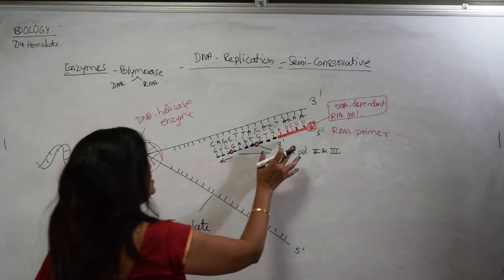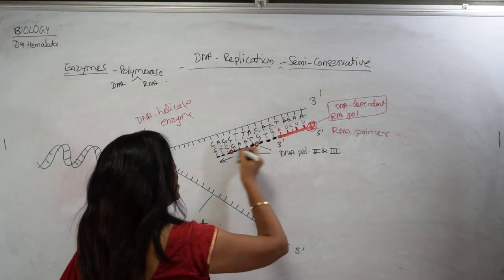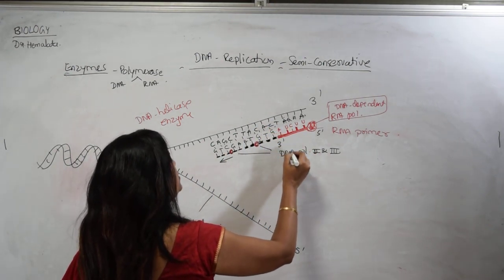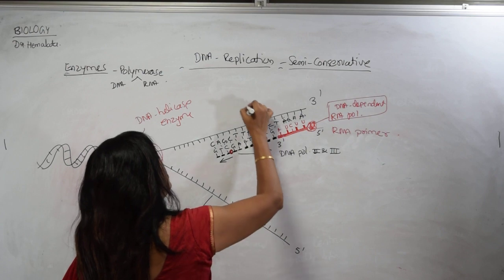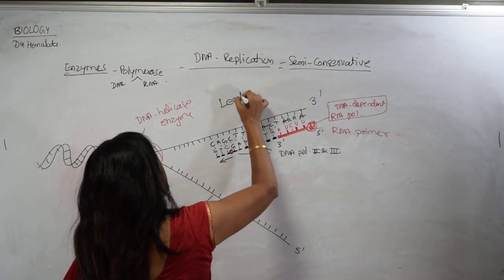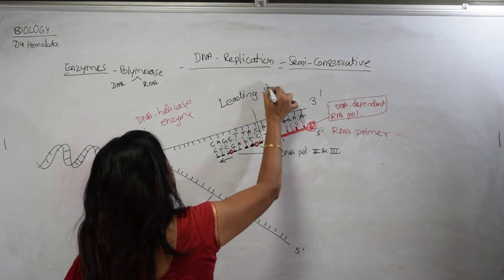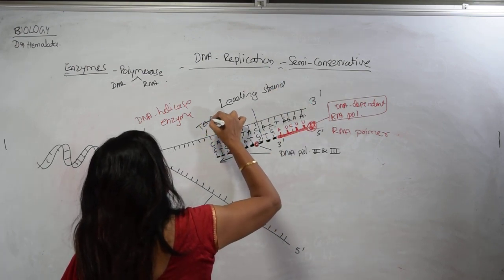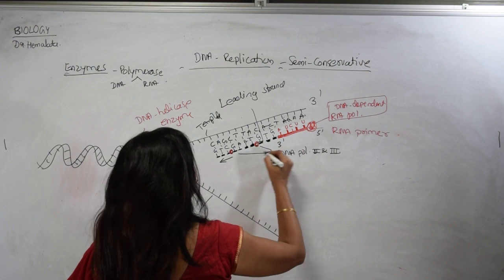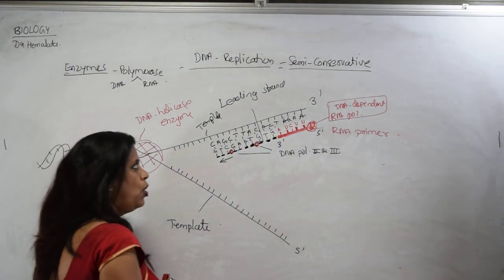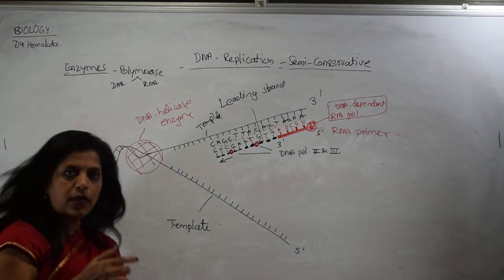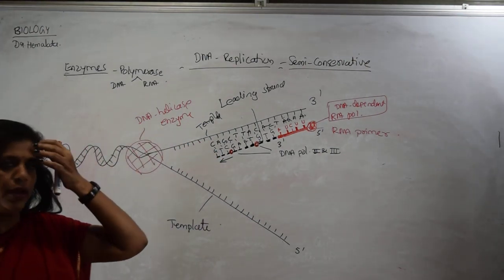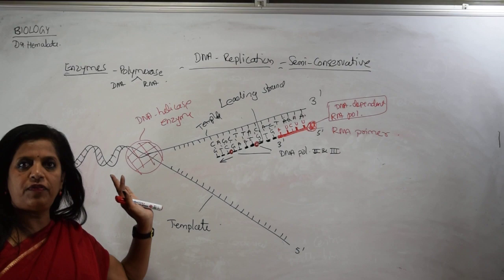This will be continually replicating in one direction. And as this strand is replicating faster, we call it the leading strand. Okay? This whole strand we call the leading strand because it is replicating fast. This is the template strand. This is the complementary strand, the leading strand. This will continue till the end of DNA. Right? So that is the whole process of replication.